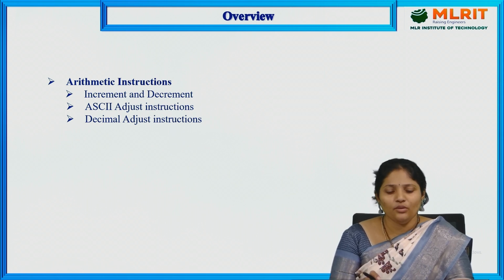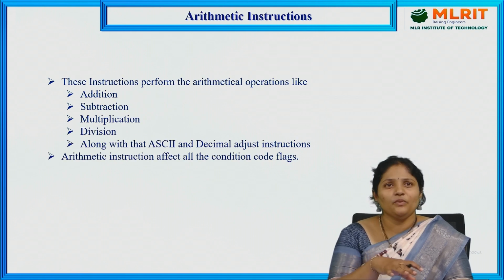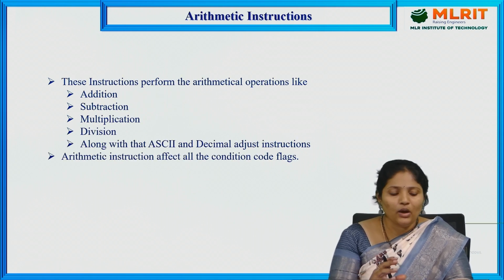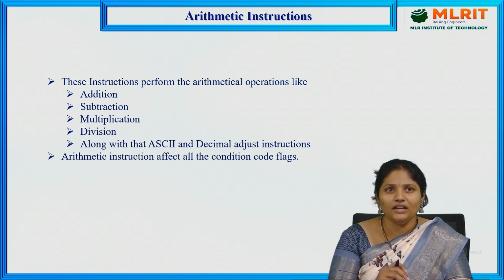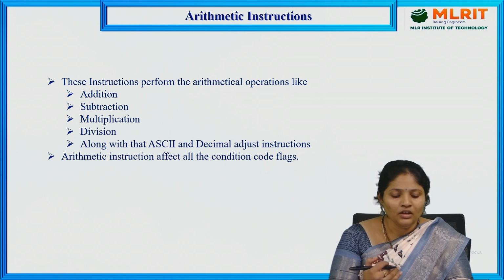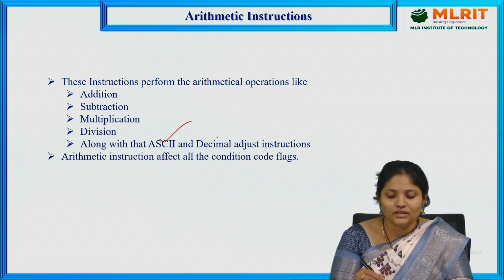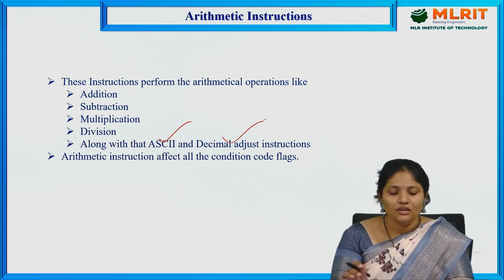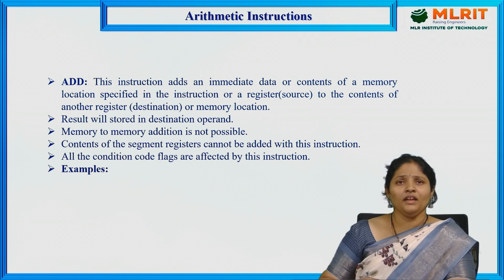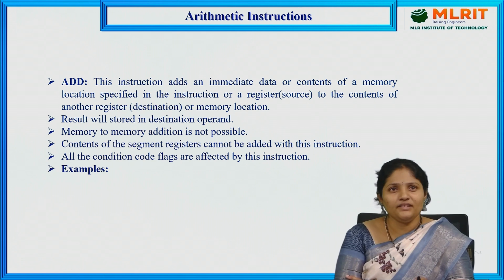Coming to the arithmetic operations, we already know they are addition, subtraction, multiplication and division. Along with these, there are some increment and decrement operations, and how to find the adjustments after performing ASCII and decimal adjustment instructions. In the arithmetic operations, the first one is the addition operation.